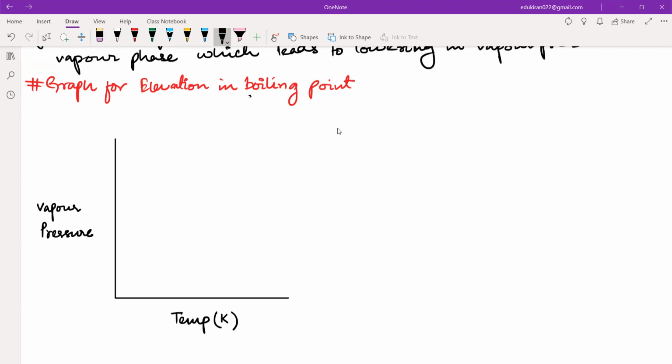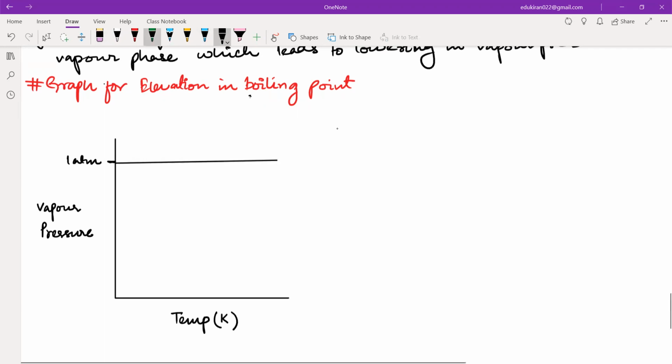If you have to boil something on earth, then you have to mark this point of 1 atm, right? If the vapor pressure reaches 1 atm, then it has boiled. What will happen? It will start to boil, right?